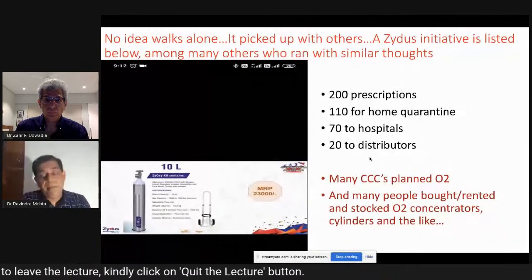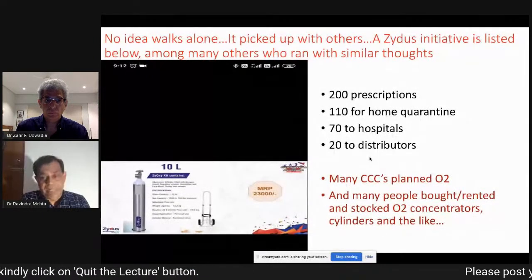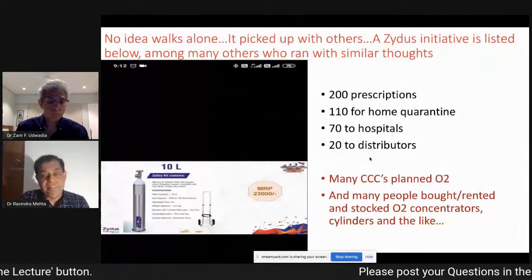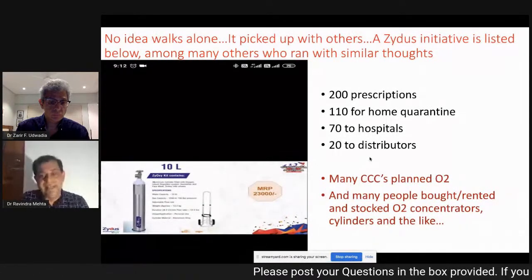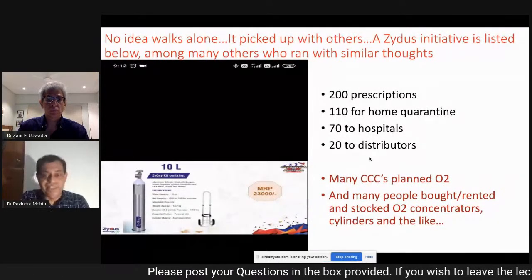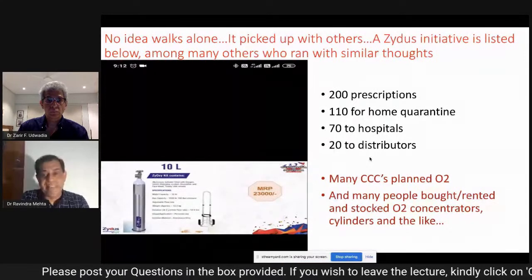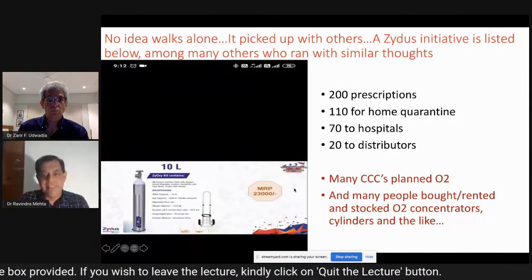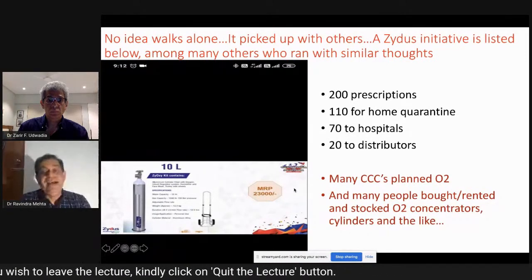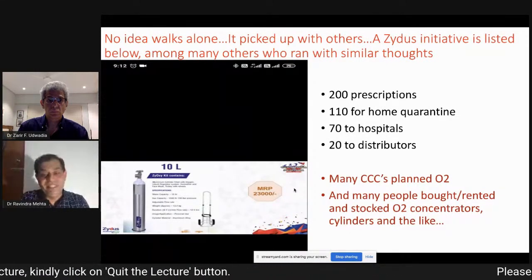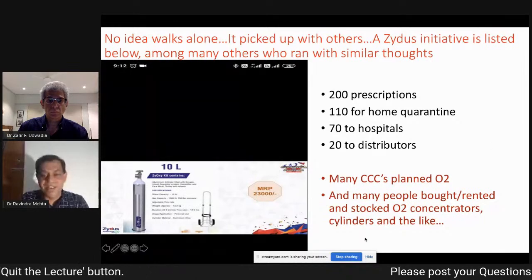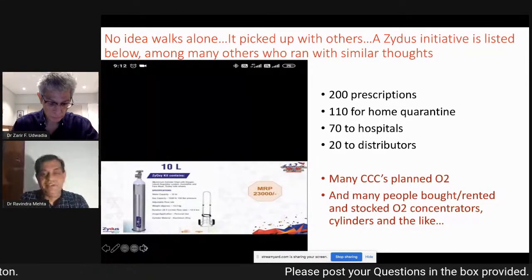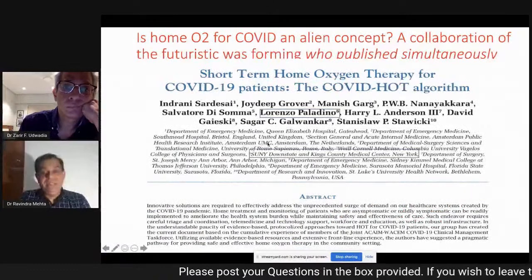The oxygen requirement in the country has gone up 5 to 10%, ladies and gentlemen. There was a 5 to 10% increase in the concentrators, cylinders, and the like sold in our country after this awareness came. And the number of privately stocked concentrators and cylinders is innumerable, and it'll be interesting to see how many of these come back into circulation after COVID goes away from the scene. Then comes the literature aspect.